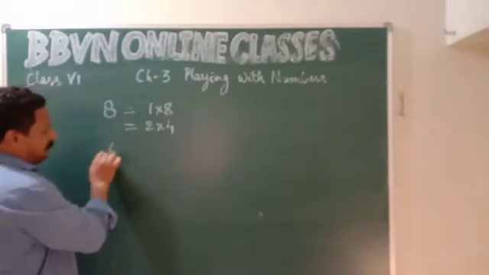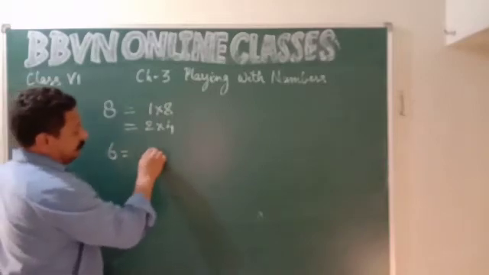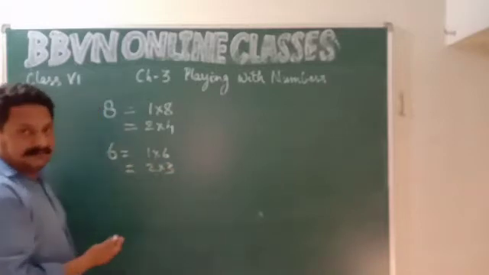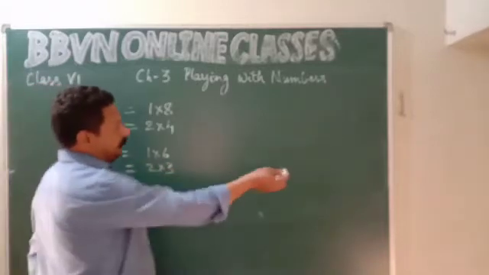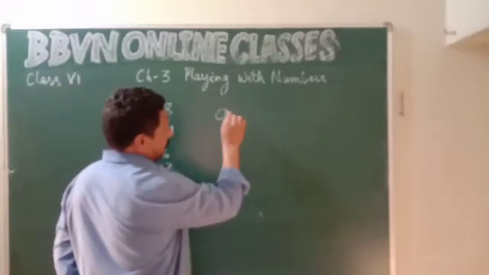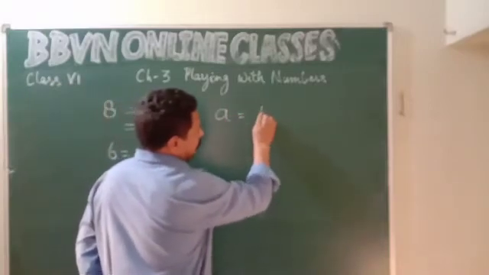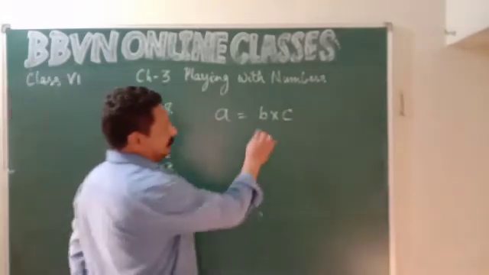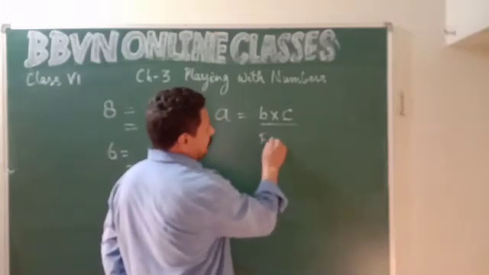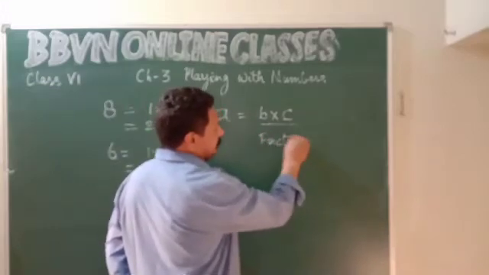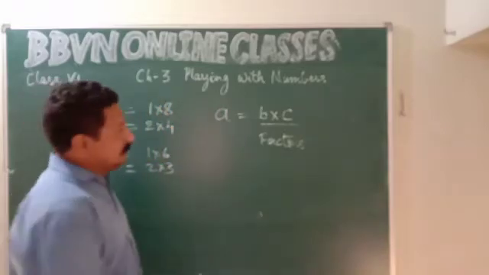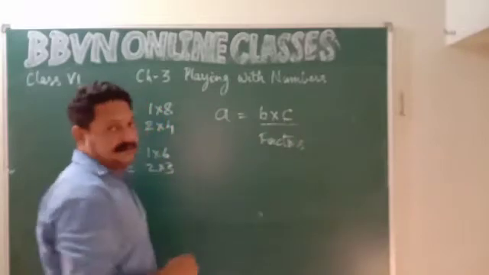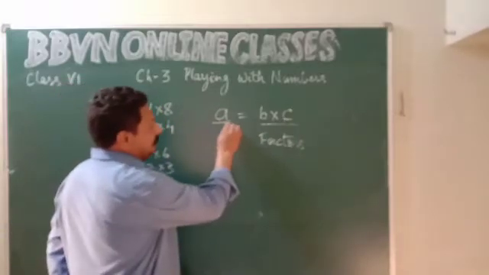Let's take another number, 6. 6 can be written as 1 into 6, or it can be written as 2 into 3. You can write it any way. So if I have a number A, which can be written as the product of any two numbers B and C, then we say that B and C are the factors. If I multiply B and C, I get A. It means A will be the multiple.